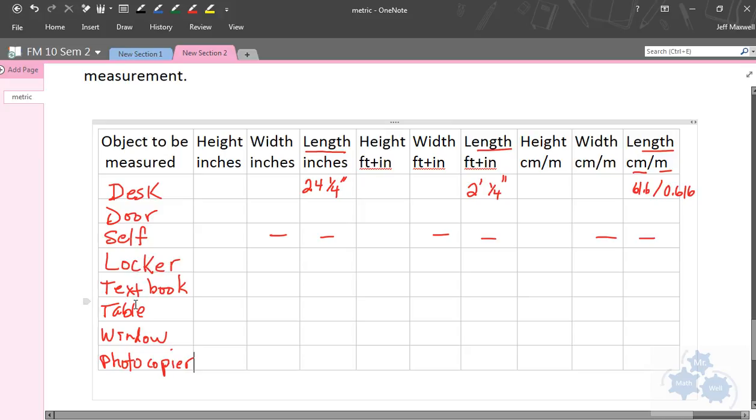A textbook, a table. Find a table either in the lounge or in a vacant classroom. A window, and the photocopier. There's a photocopier on the second floor that I know is out in the hallway for sure. The other one's in the science or the computer lab, so maybe stay away from those because those are probably classes in there. But there's one in the hallway on the second floor. Any questions at all?